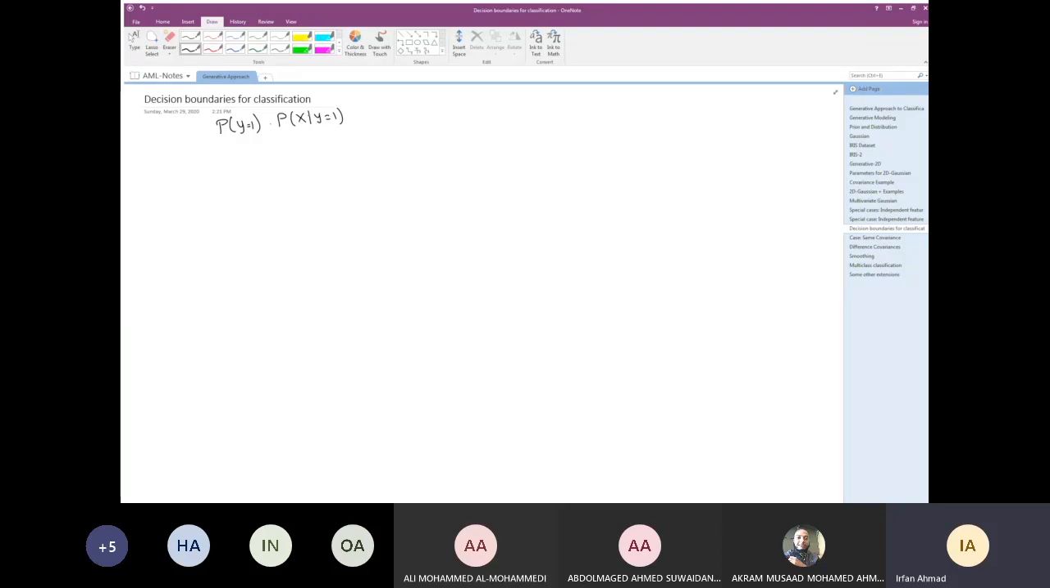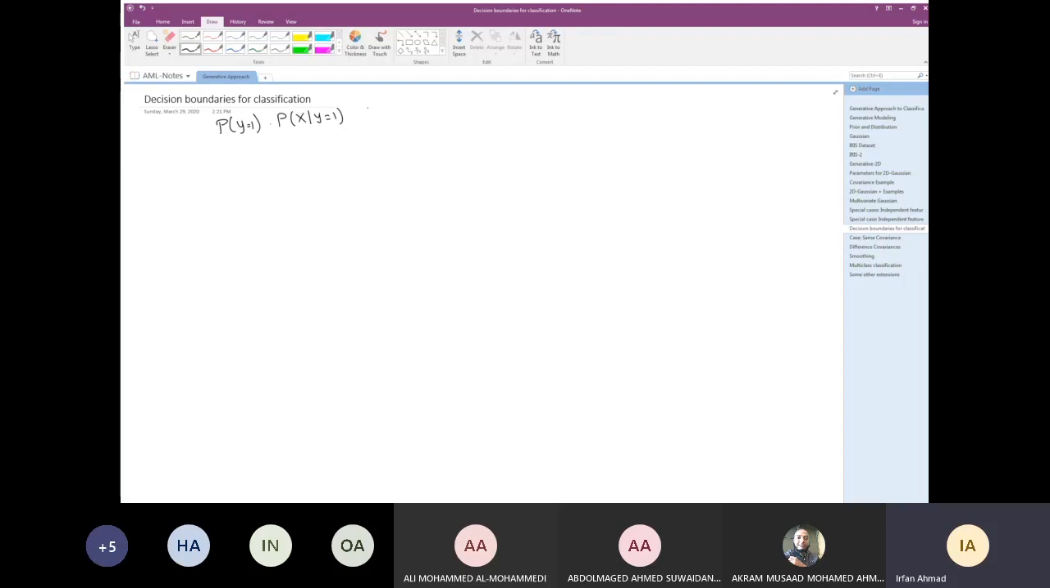And we look at all of them. So we look at p of y equals 2 times p of x given y equals 2, and so forth for all the m classes. And the one which gives the highest value, we say this is the class the test sample belongs to. So what if we look at this in the log domain? Okay, so if we look at the log domain, what happens?